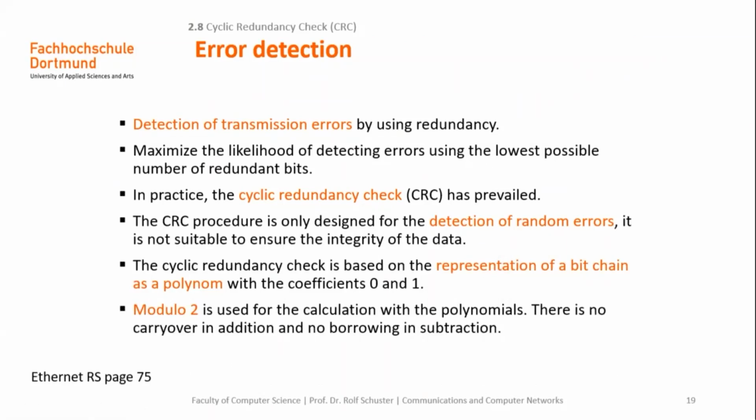The cyclic redundancy check is based on the representation of a bit chain as a polynomial with coefficients of 0 and 1. And modulo 2 is used, because each digit has only two possible states, 0 and 1, so modulo 2 is used for the calculation with polynomials. There is no carryover in addition and no borrowing in subtraction.